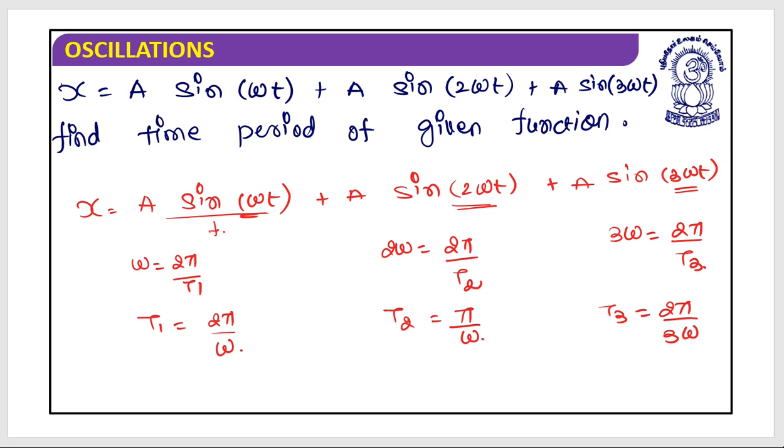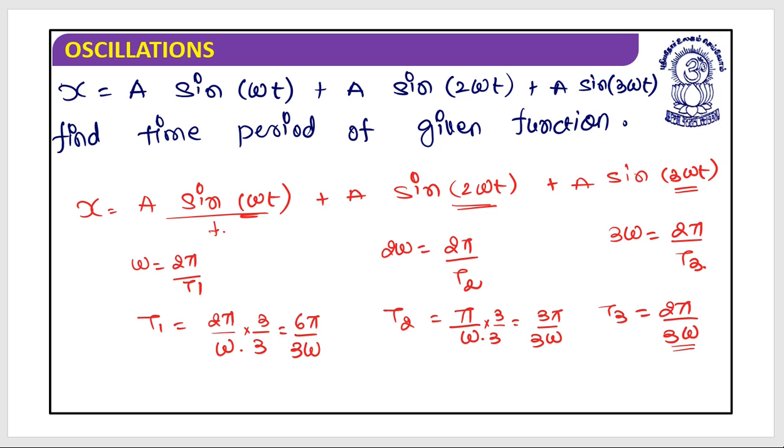Is it clear? Are you sure? Do you understand this? Yes, correct. So let me modify this. Multiply this and divide this by 3. It's 6 pi by 3 omega. Multiply and divide by 3. This is 3 pi by 3 omega, and this is 2 pi by 3 omega already. I hope this is clear.